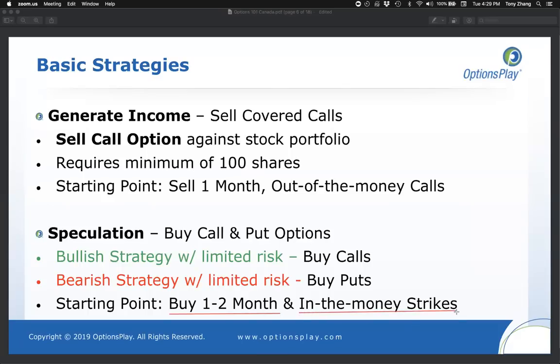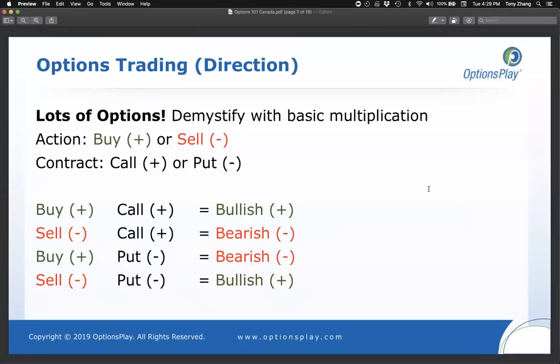And then when you're buying calls and puts, this is when you want to buy in the money strikes. So we're going to go over what that means, with some concrete examples of what in the money and out of the money options mean. Before I jump into that, I just want to clarify a few things for users, because of the fact that you can buy and sell, call and put, sometimes that's a little confusing.